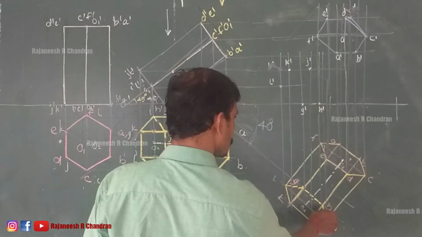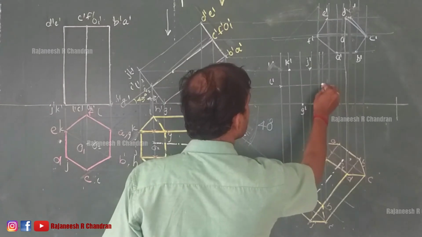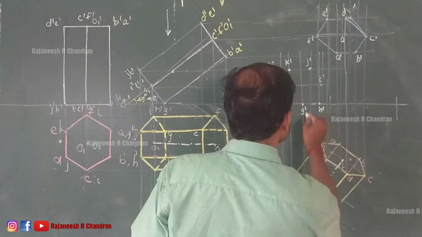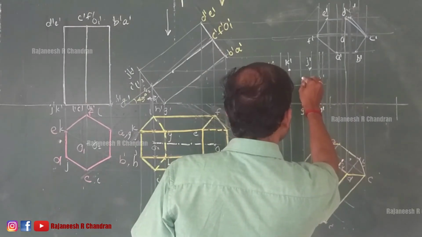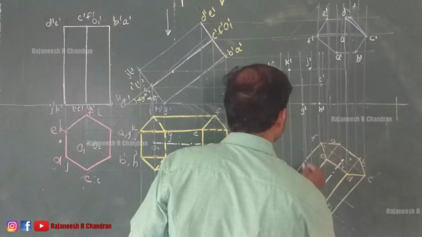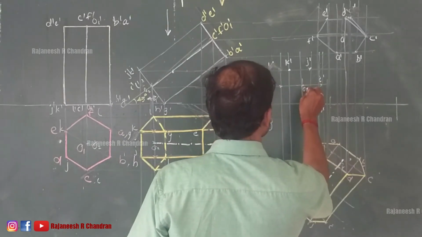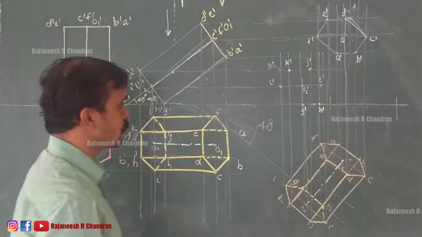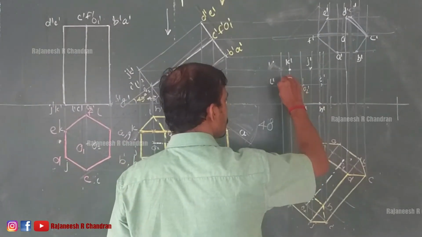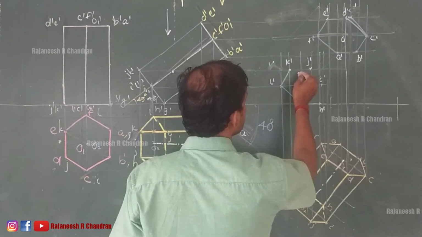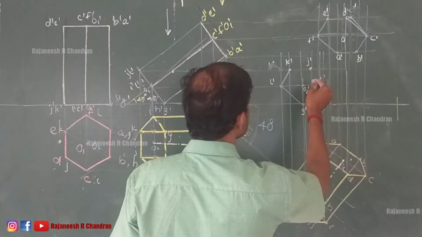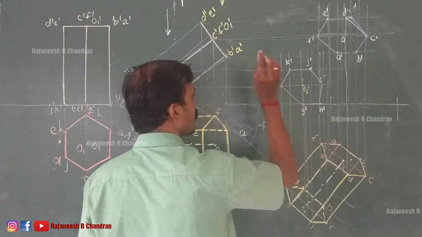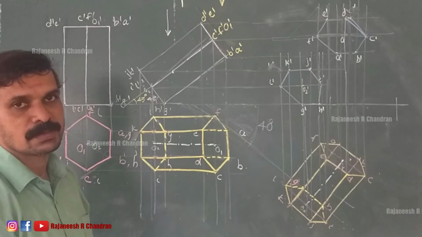So I dash. So the points of the bottom face have also been obtained. So G dash, H dash, A dash. Connect GH, HI, IJ, JK. So both the faces have been completed.